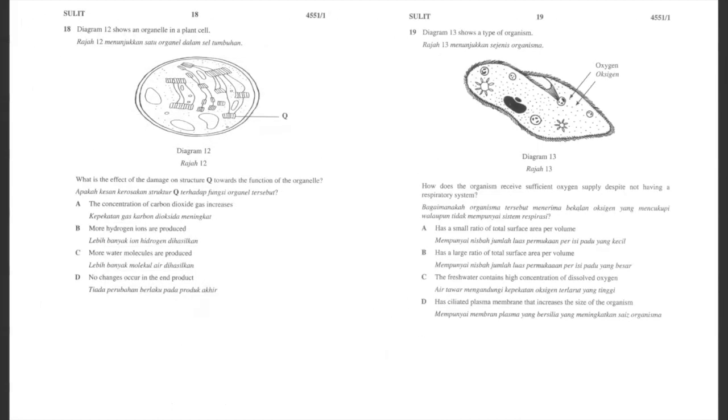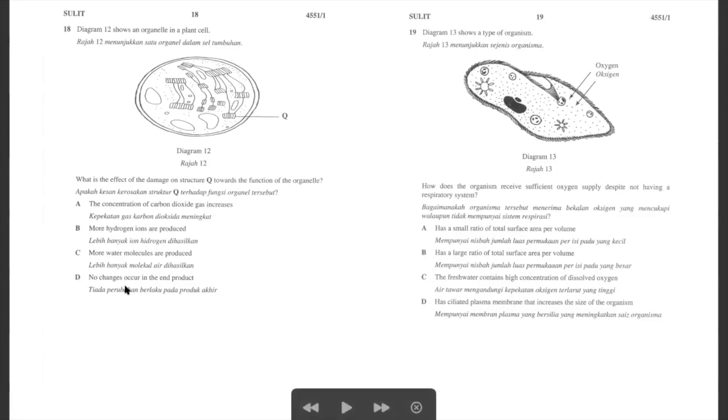Nombor 18 pula. Okay, what is the effect of the damage on structure Q towards the function of the organelle? Okay, so yang ni adalah what we call chloroplast dan Q ni adalah granum ataupun grana. Granum dan grana ni adalah tempat yang mana berlakunya light reaction of photosynthesis. Ingat lagi tak cikgu cerita tadi, light reaction. Light reaction dia perlukan air dan dia akan hasilkan oksigen. Betul tak?